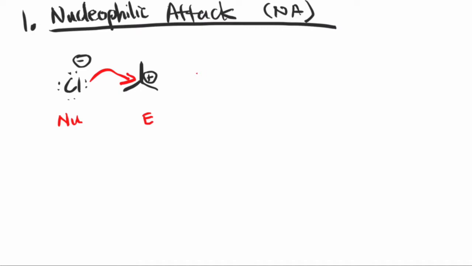So we draw that electron donation with this curved arrow starting from the lone pair on the nucleophile and ending on the electrophilic center, that carbon, that carbocation. So with that single arrow, we form a new species and we have formed a new carbon-chlorine bond. Let's see another example of nucleophilic attack.